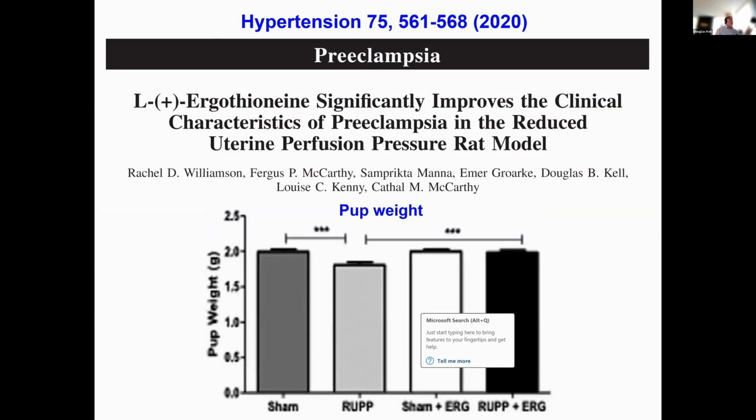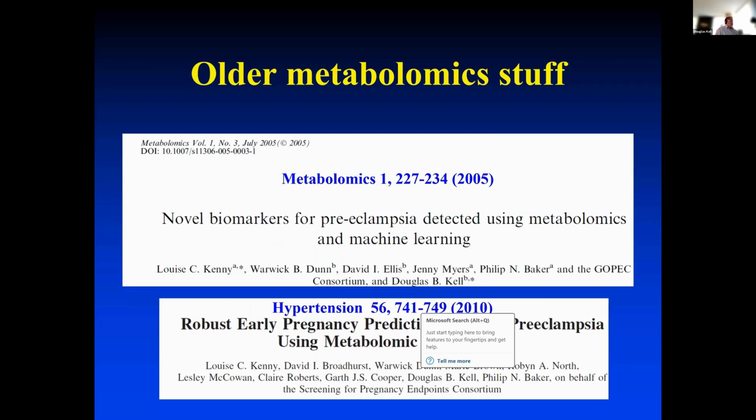And so we did these experiments with Cahal and others, and indeed showed, or they showed, that in the RUP model, which is considered an okay model, we recognize that none of the models are terribly good for mammalian biology, the ergothioneine in their drinking water did prove protective, as judged by the weight of the pups after they'd been born. And now, when I first met Louise way back when in Manchester, we started doing metabolomics together, and that proved very successful.